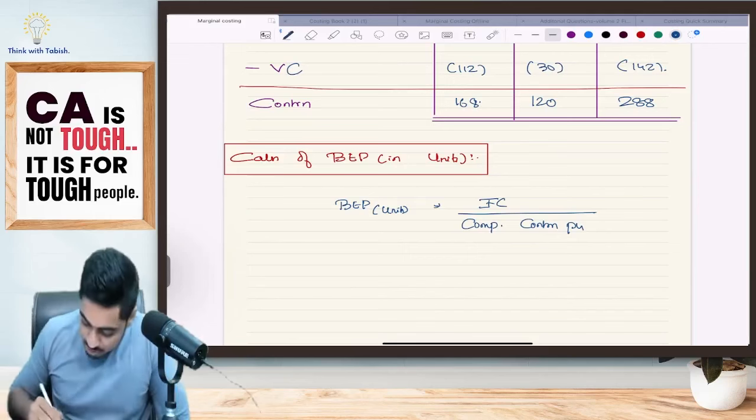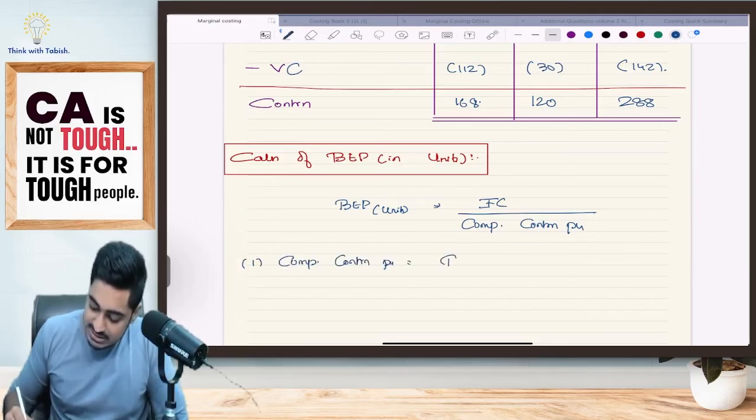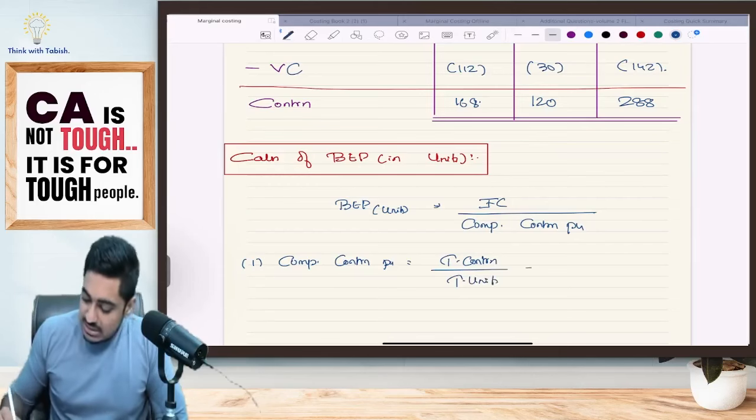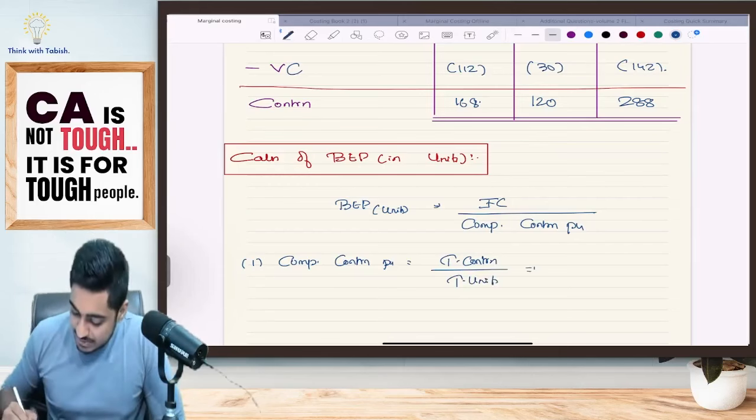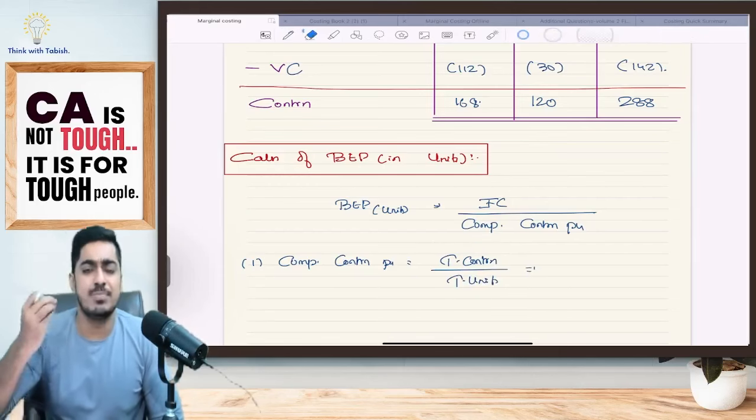That means what are the steps to be followed? Step 1, calculate composite contribution per unit. It is nothing but total contribution of the bundle divided by total units in the bundle. These formulas you will not find anywhere, whatever I am writing here. I will not give you separate different formulas. This is simple logical understanding.